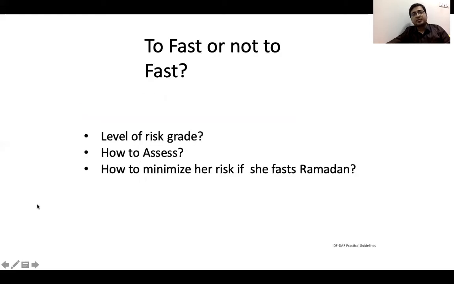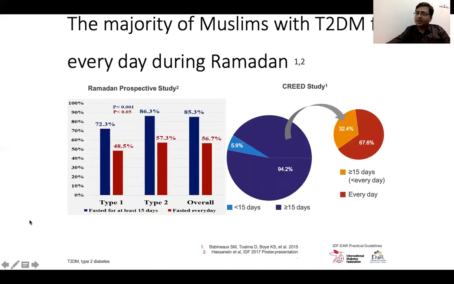So the question comes: to fast or not to fast. Before answering this question, you have to understand the level of risk. If she chooses to fast, then what are the risks? Second question is how to assess that risk. And third is how to minimize her risk if she fasts for Ramadan. So these are the questions that need to be answered before we can come to the conclusion whether she will go for fast or not. The majority of Muslims with type 2 diabetes mellitus fast every day during Ramadan. There is no denial of the facts.